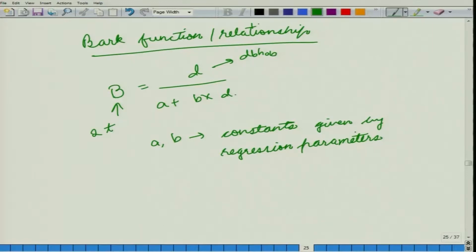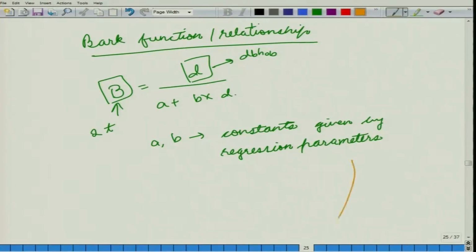So, what we are trying to do in this case is find out a relation between the bark thickness and the over bark dBH. Now, dBH over bark can very easily be measured for a tree. So, it is the diameter over bark at the breast height.